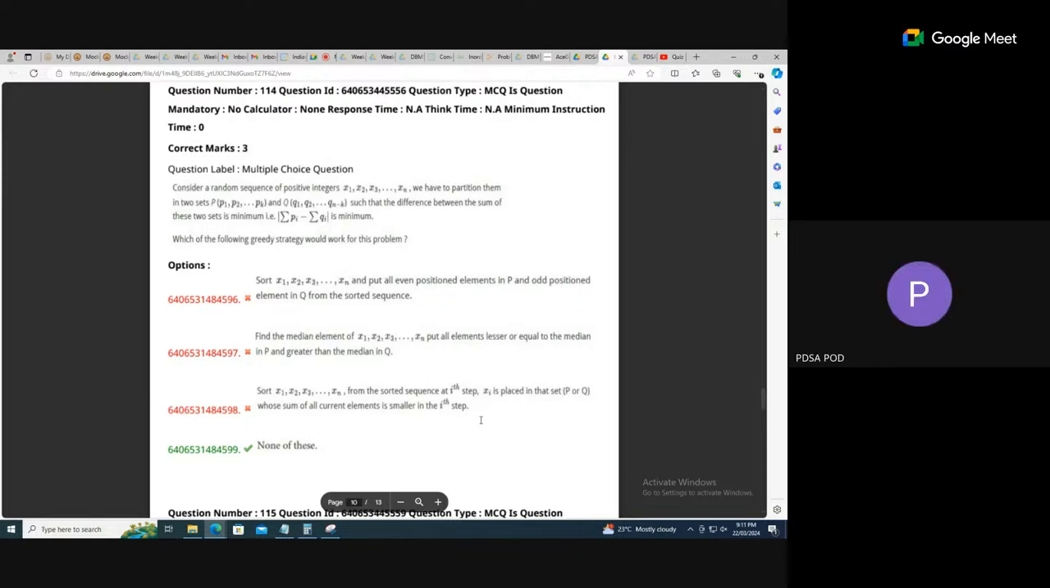Then what strategy is better for this one? What greedy strategy is better? Let me check in Google. So here the greedy method, I think, there is no suitable greedy method. I think so, this one. That's the thing, they have given none of these.